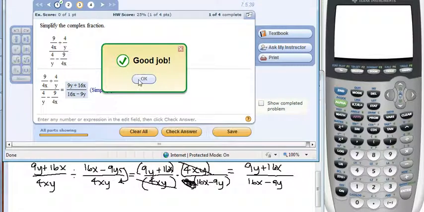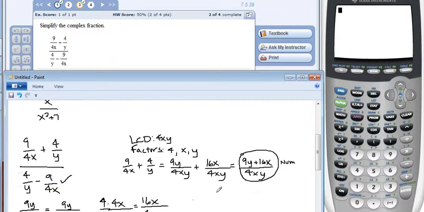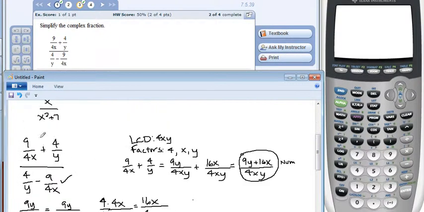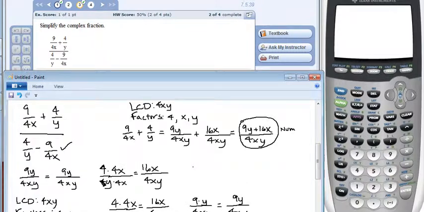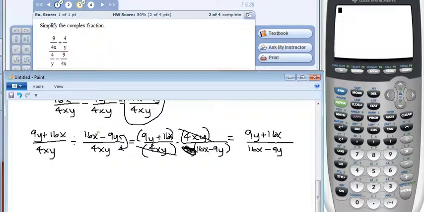Check answer. Good job. Look at all these steps, you guys. Starting right here, look at all these steps. We had to first of all get the numerator into one solid fraction. We had to find an LCD and add them. Then we had to do it again for the denominator. We had to find an LCD and add them so I can get it into one solid fraction down here. Then I had to divide, change it over to multiplication, and cancel.